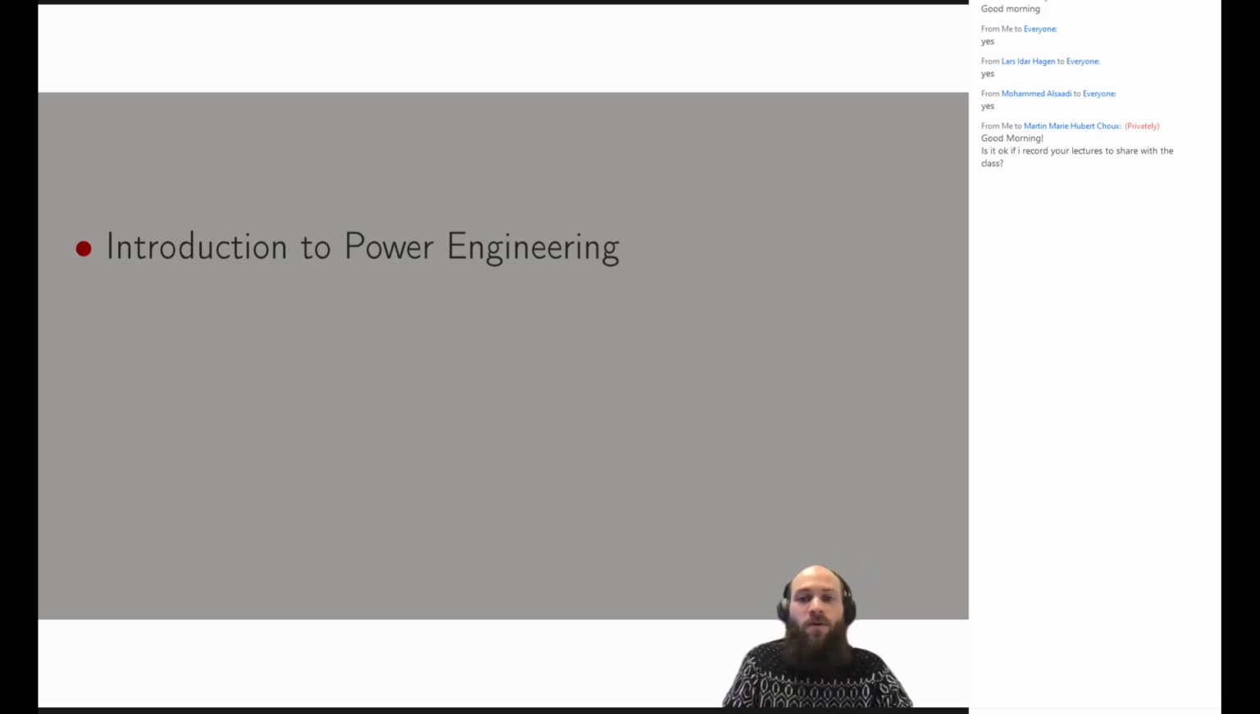Introduction to power engineering. So power engineering, it is a study of electrical energy, and it consists in 3 parts, which is production of electricity. The second is transportation and distribution of the electricity that is produced. And the third part is how to utilize the electricity.